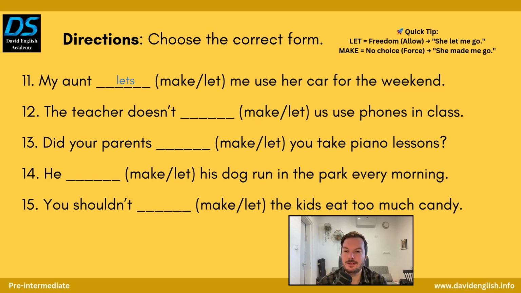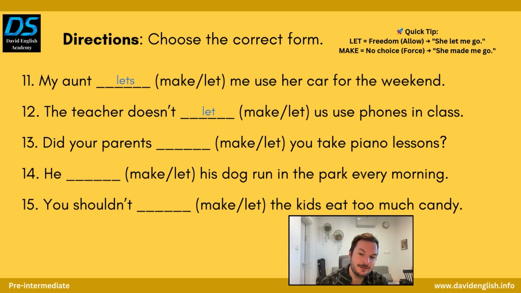12, the teacher doesn't make or let us use phones in class. The teacher doesn't let us use phones in class. It's a rule. You're not allowed to use phones in class, guys. The teacher doesn't let us use phones in class.